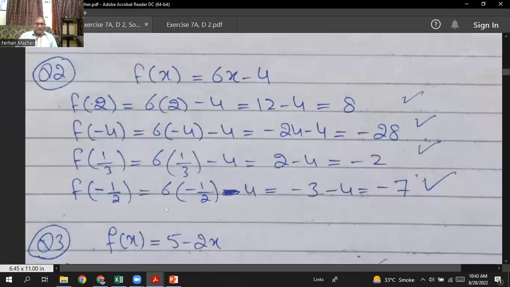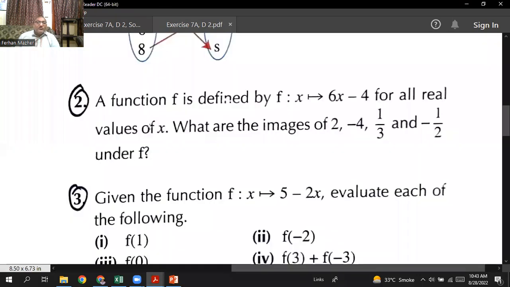So hopefully question number 2 is showing up on your screen, and this is how you do this question. This is exercise 7A from the book D2.